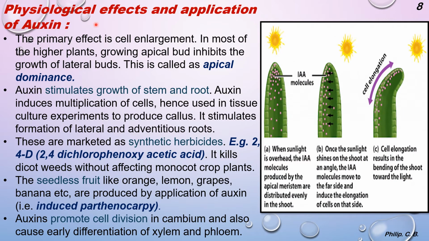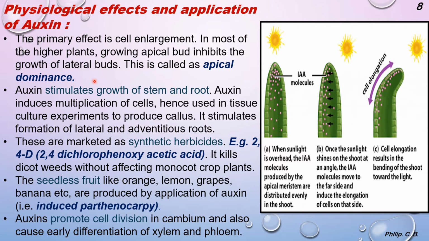Moving further, physiological effects and application of auxin. The primary effect is cell enlargement. In most of the higher plants, the growing apical bud inhibits the growth of lateral buds. This is called apical dominance. Now, as the term apical dominance suggests, the apex region.